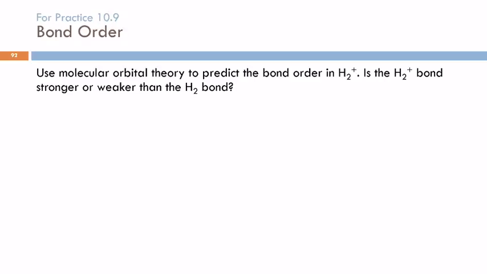So let's do a simple example, and then we'll go on to things with p orbitals. Use molecular orbital theory to predict the bond order in H2+. Well, we need to draw the individual atomic orbitals for the 2 atoms involved here.